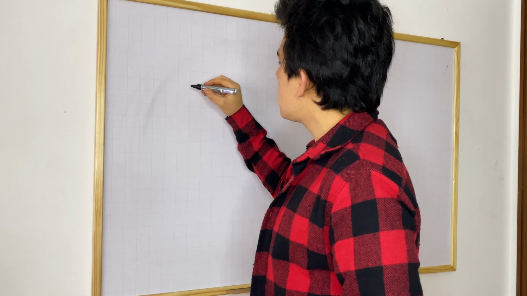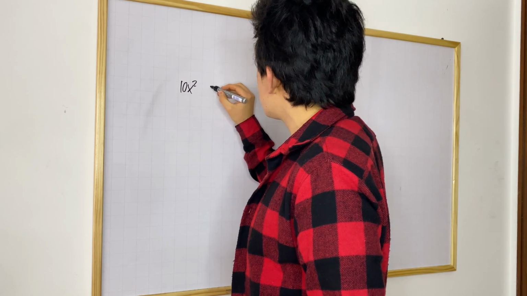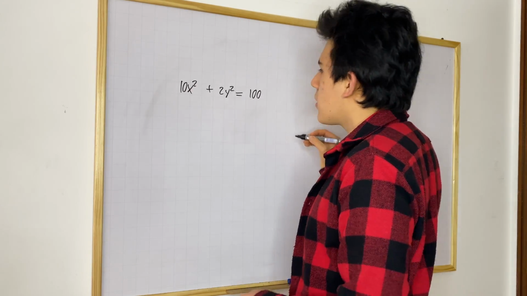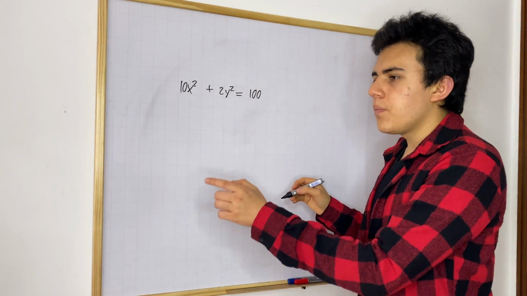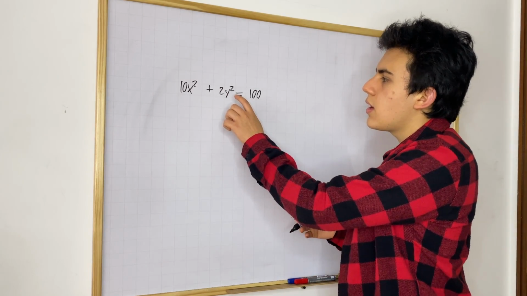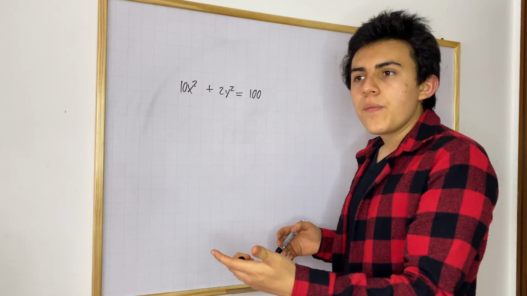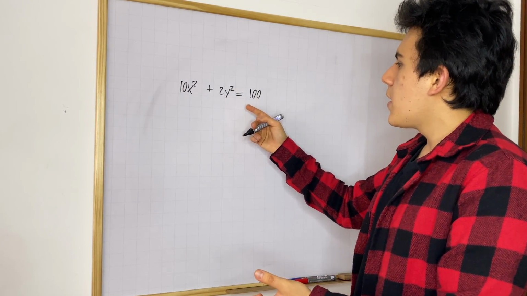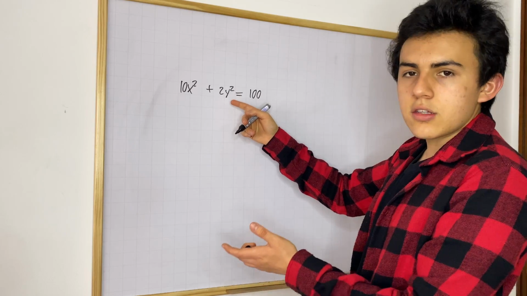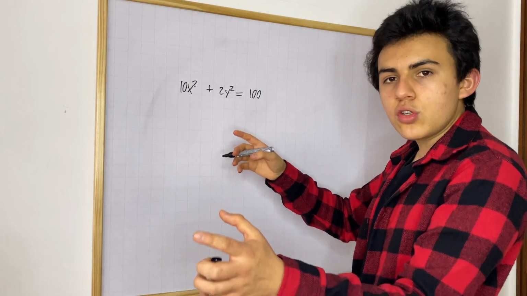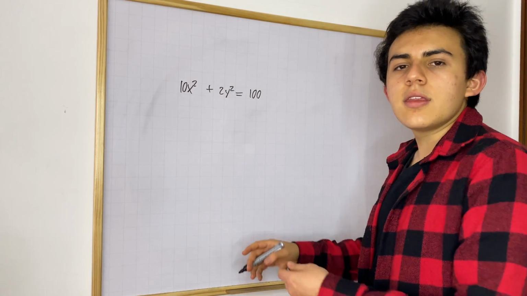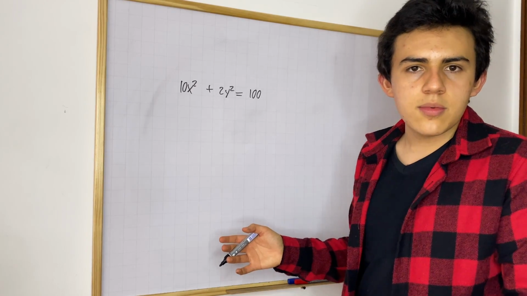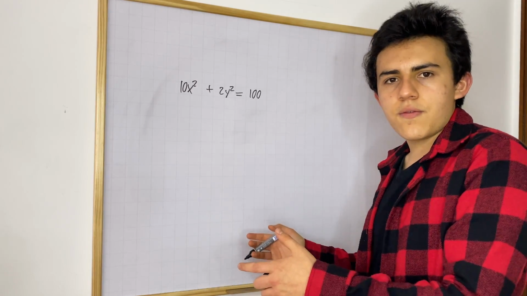So for instance, let's say we have 10x squared plus 2y squared is equal to 100. Okay? If we have this, now let's say you want to take the derivative of y with respect to x, what would you do? Well, you could put it in terms of x. So you have y is equal to something in terms of x. Then you would have a function that is y is equal to f of x.